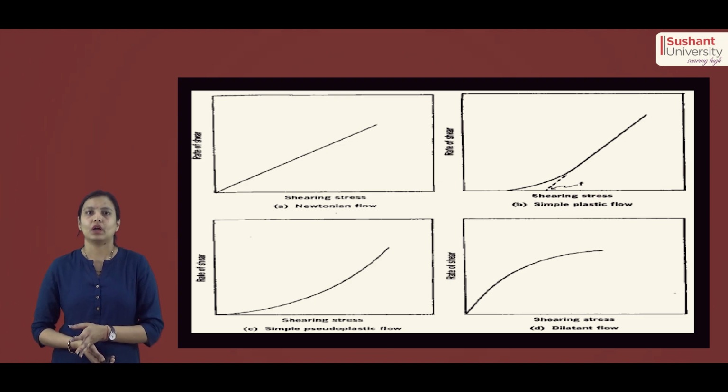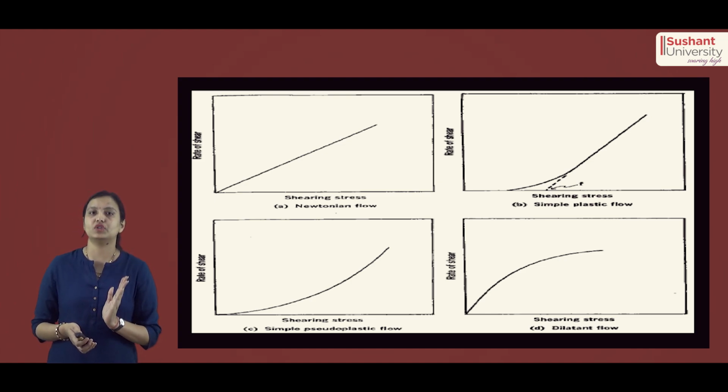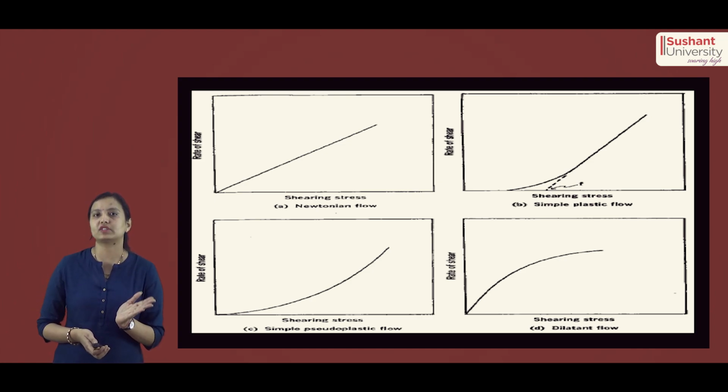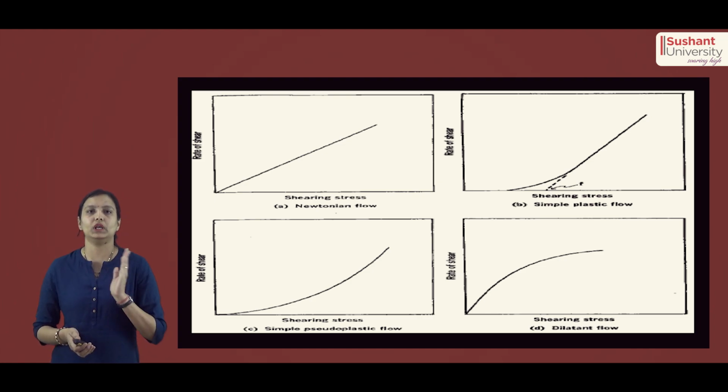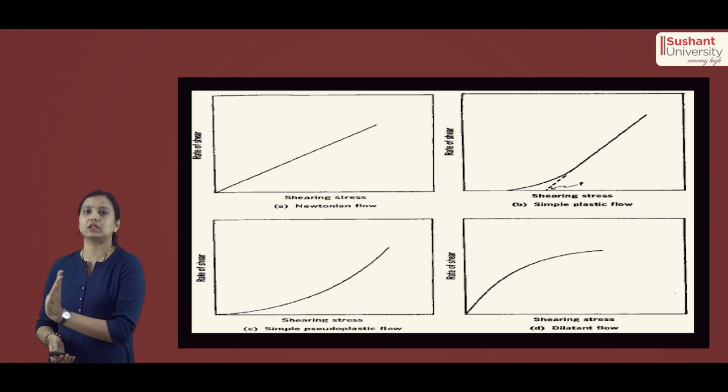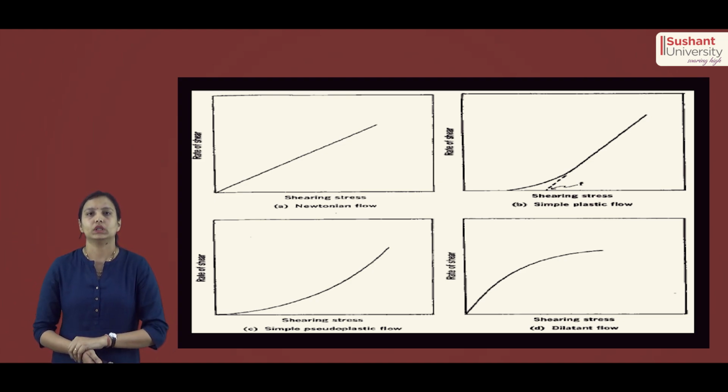Then pseudoplastic flow. Pseudo means mimicking or false. That means it mimics the plastic flow, but it is not plastic flow. In this, we apply the force and it will not resist. It will not show any kind of elastic behavior. So it will start from the origin, and if we apply the shear stress, it will start to move. That is pseudoplastic behavior. For example, if we mix tragacanth in water, that is pseudoplastic behavior of that liquid.